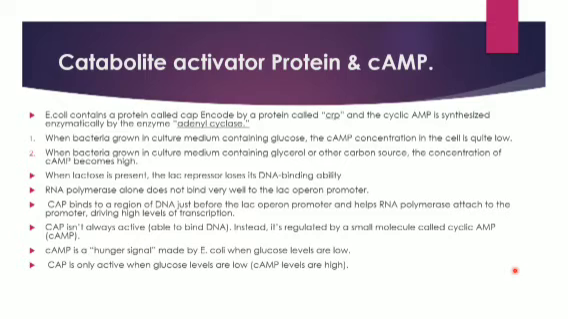When lactose is present, the lac repressor loses its DNA binding ability. RNA polymerase alone does not bind very well to the lac operon promoter. CAP binds to the region of DNA just before the lac operon promoter and helps RNA polymerase attach to the promoter, driving high levels of transcription. CAP isn't always active. Instead, it is regulated by a small molecule called cyclic AMP. Cyclic AMP is the hunger signal made by E. coli when glucose levels are low. So CAP is only active when glucose levels are low.